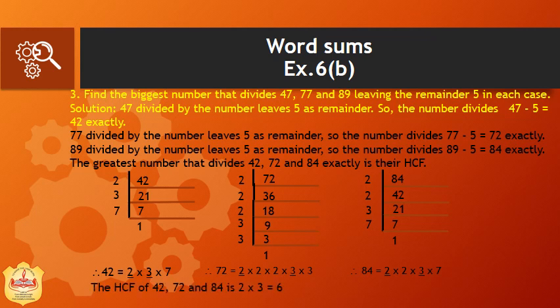Now, the HCF of 42, 72 and 84 is, what is common factors of 42, 72 and 84? 2 multiplied by 3 in each case. 2 multiplied by 3 in 84 also. So, the HCF of 42, 72 and 84 is 2 multiplied by 3 is equal to 6. So, the required number is 6.